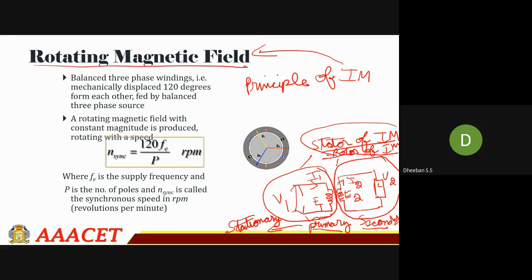Here, in the transformer, due to the induction of the magnetic field in your primary, due to mutual induction, you will be getting a secondary magnetic field in your secondary side. So these two are nothing but stationary concepts. Whereas if you are coming to your induction machine, you will be having one as stationary and the other as rotating.